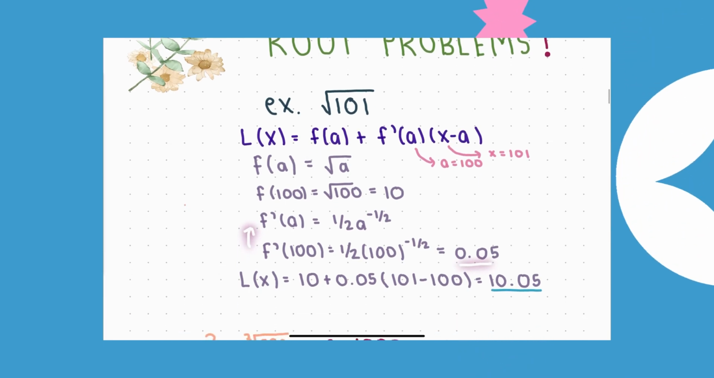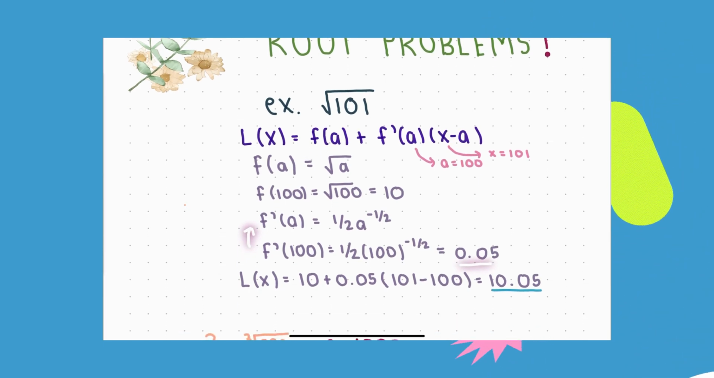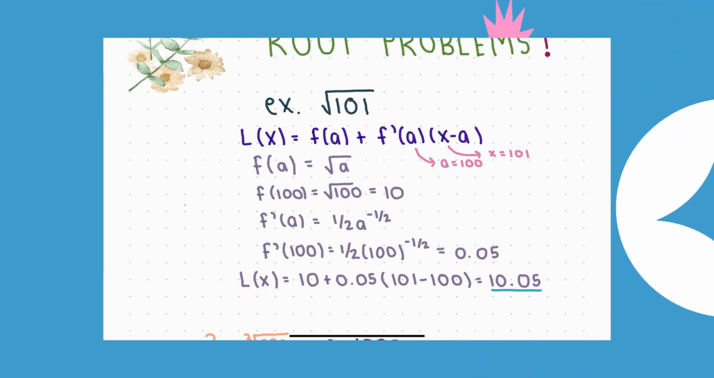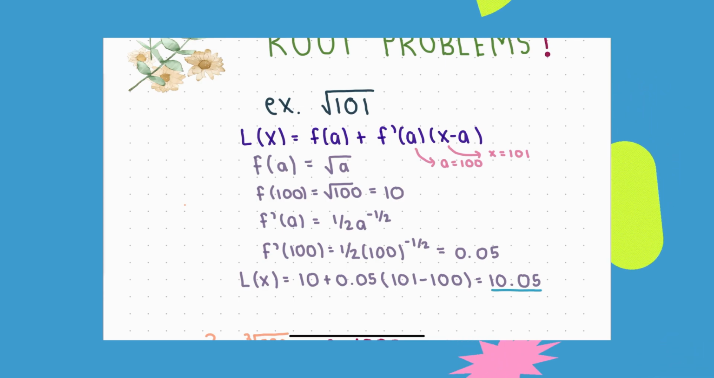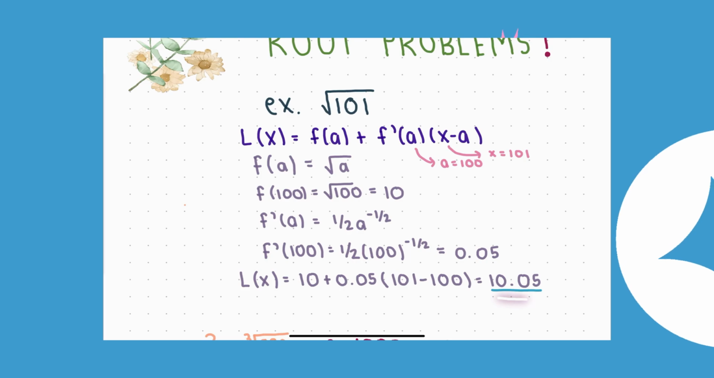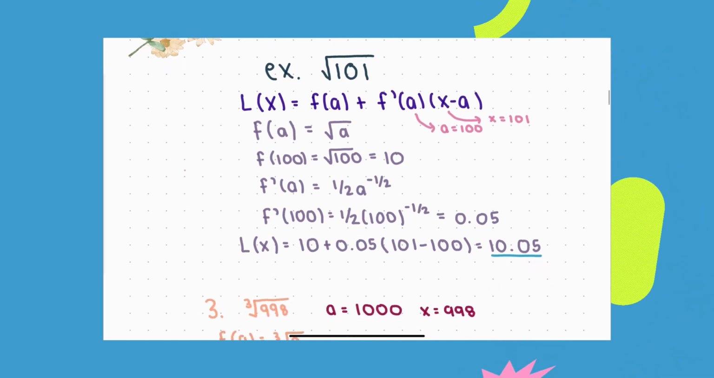Next, we'll plug in all these values into the linearization or tangent line equation. Then we get 10, which is our f of a, plus 0.05, which is our f prime of a, times x minus a, which is 101 minus 100, which equals 10.05.